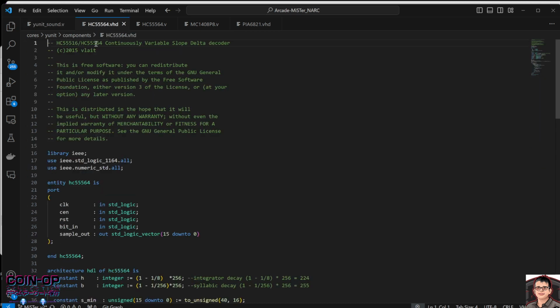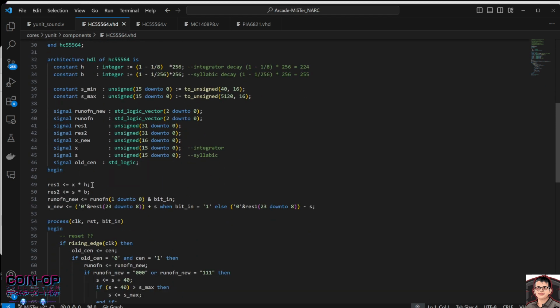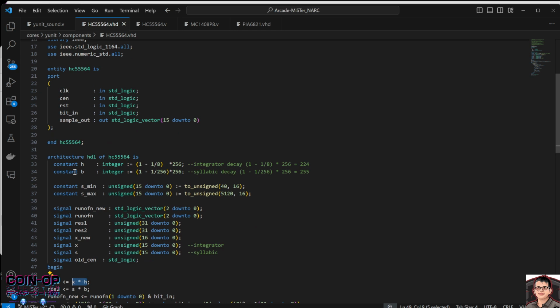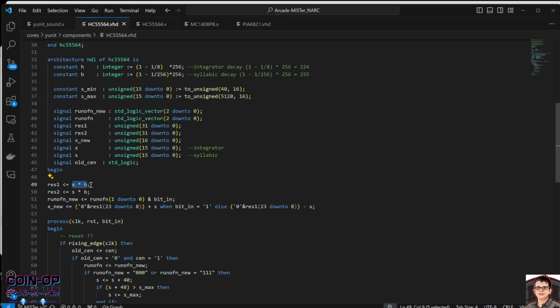The 55564 I got from a current implementation in Verilog that was used in Robotron, which is the same chip. Now, the problem with this implementation is that you see there's a multiply used here, and this is VHDL, by the way. So this is combinational. That's not really going to fly, I think. It creates bad timing issues. You can't do multiplication or division in one cycle. That's basically impossible.